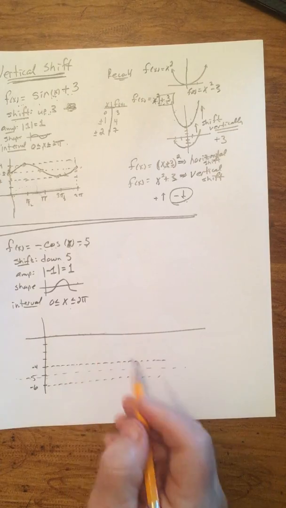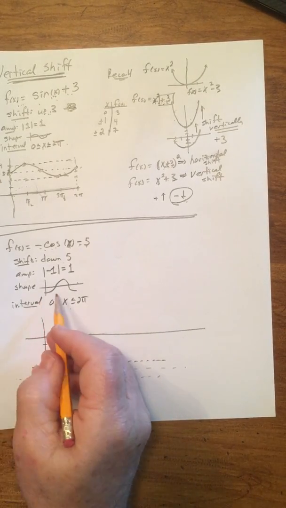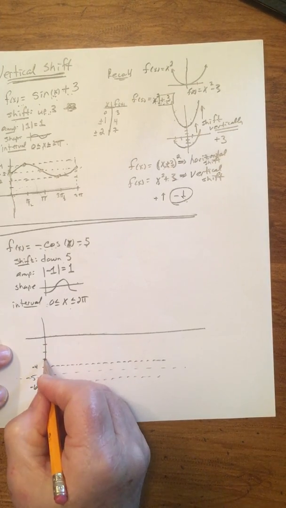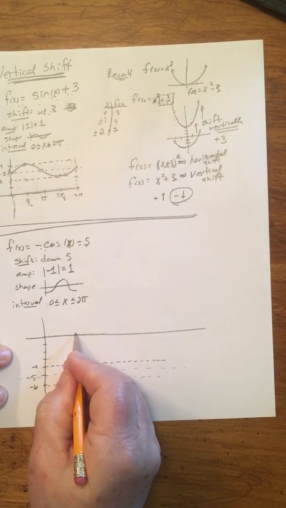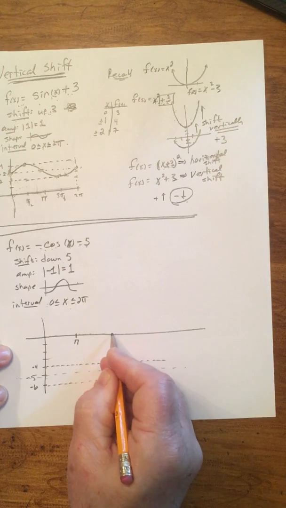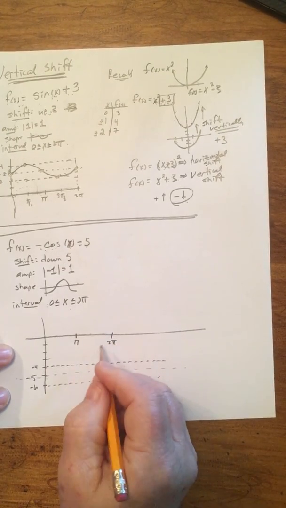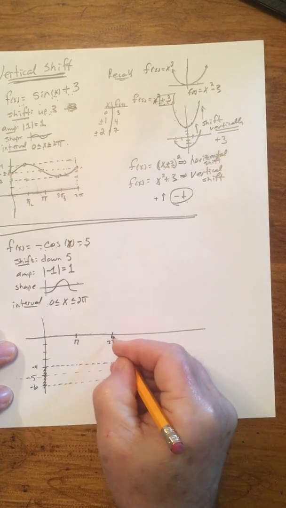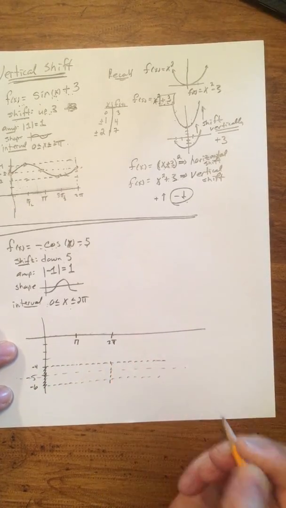And now we need to know what we're doing horizontally. Well, the interval goes from 0 to 2 pi. Well, here, let's get this roughly correct here. There's 3, so there's pi. There's 2 pi. And so we're going from 0 to 2 pi. That's the left side of the box. And that's the right side of the box.